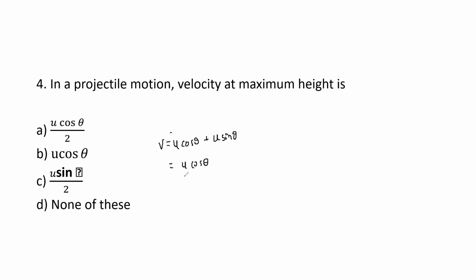Why? Because in a projectile motion at the maximum height, the body possesses only the horizontal component of velocity. Therefore, the vertical velocity component becomes 0. Therefore, the correct option is what? U cos theta is the right option here. Therefore, option B is the correct option.